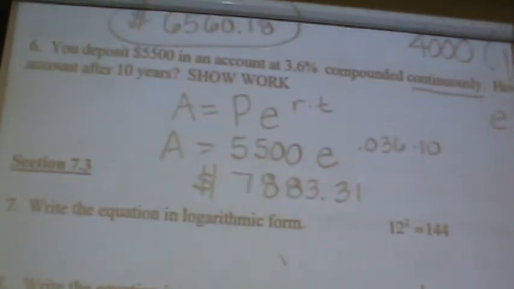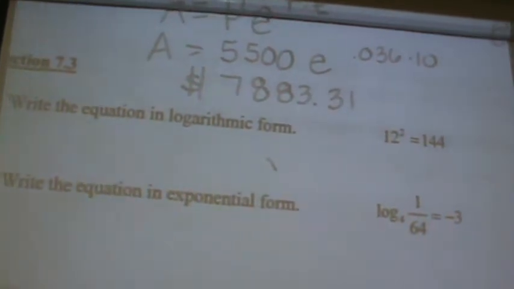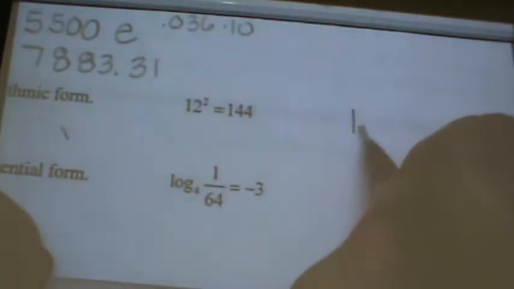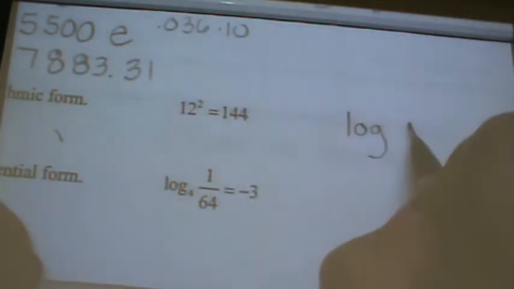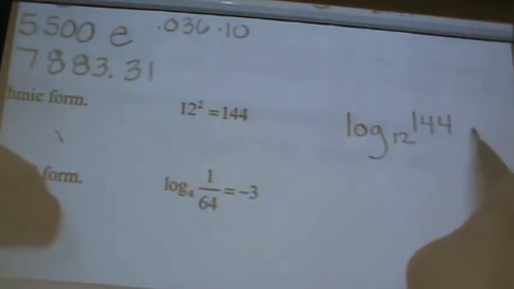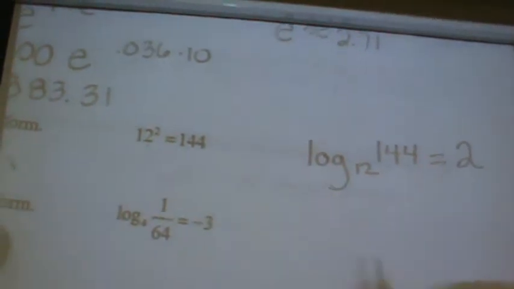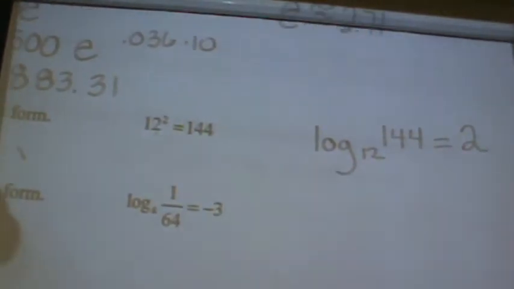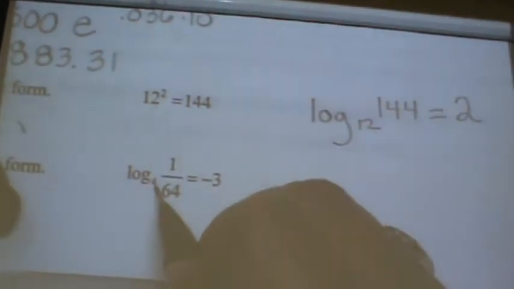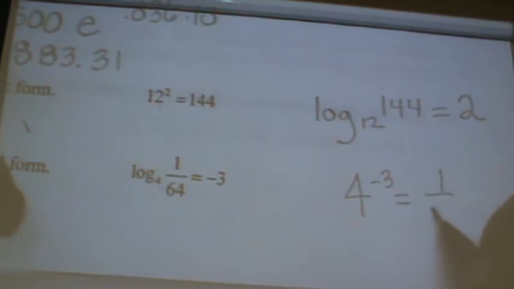Now, how do you do these log problems? A lot of people have been asking me over the last few days. This is old stuff. How do you write this in log form? The log of 144 base 12. The big number here is the little number here. And what did I tell you a log is? A log is an exponent. So where's the exponent? It's here. Now for this one, they want you to write it in exponential form. So what's the base? 4. The power is -3 is equal to 1 over 64.